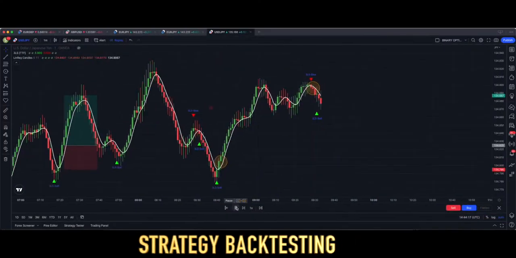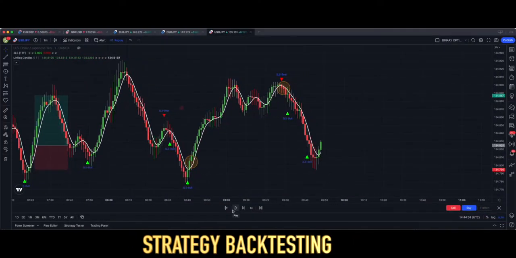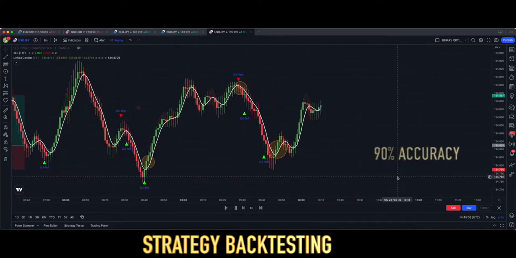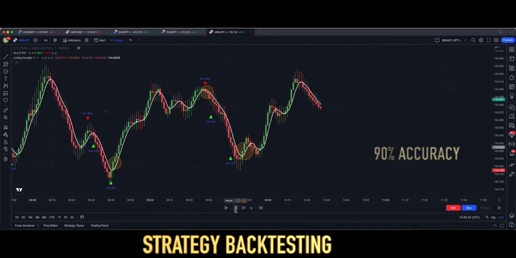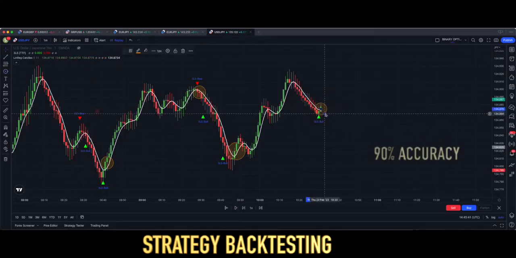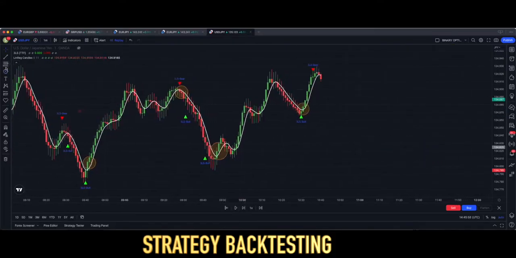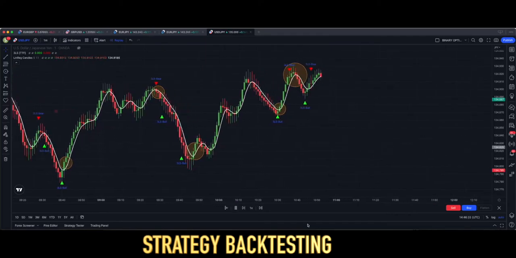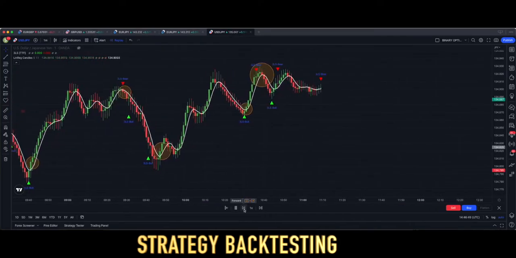A quick backtest will reveal how accurate the strategy is on 1-minute trades. I will give it a 90% accuracy. The entry point of this strategy is at a very strategic price point, perfect for option trading. The indicators don't repaint or recalculate. That makes them more reliable on short-term trade entries.